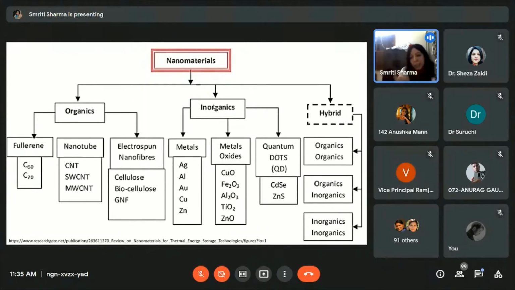And the third classification is hybrid nanomaterials. A hybrid nanomaterial can be a mixture of organic and inorganic. If two organic nanoparticles are being mixed, that is an organic hybrid nanomaterial, then organic-inorganic, and similarly inorganic. You will find these examples in various research papers that you come across. So do read about it.